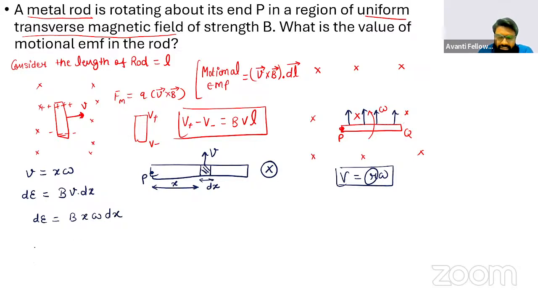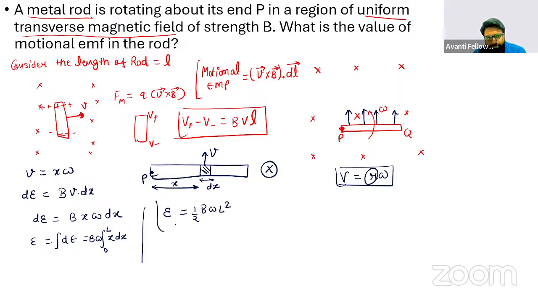Now B and omega are constant. We can take them common. So the total EMF will become the integration of dE, which is the integration of B omega x dx, from 0 to L. x can vary from 0 to L, the entire length of the rod. So the motional EMF here: this integration leads to x square by 2. If you put the limits, it becomes L square by 2. So it is 1 by 2 B omega L square. This is the motional EMF in a rotating rod.